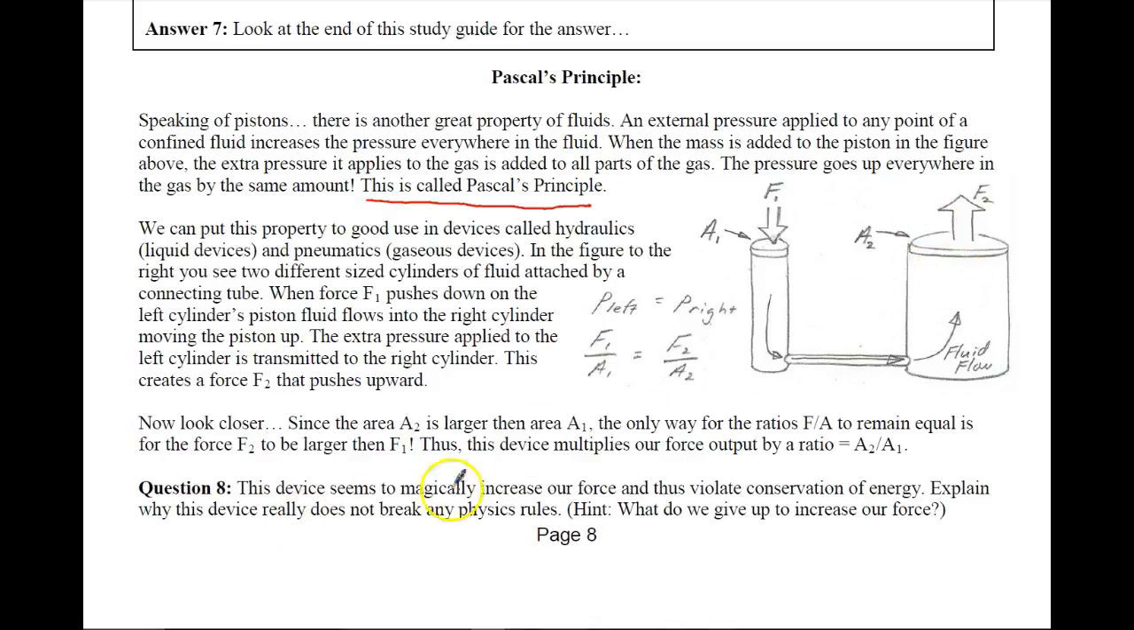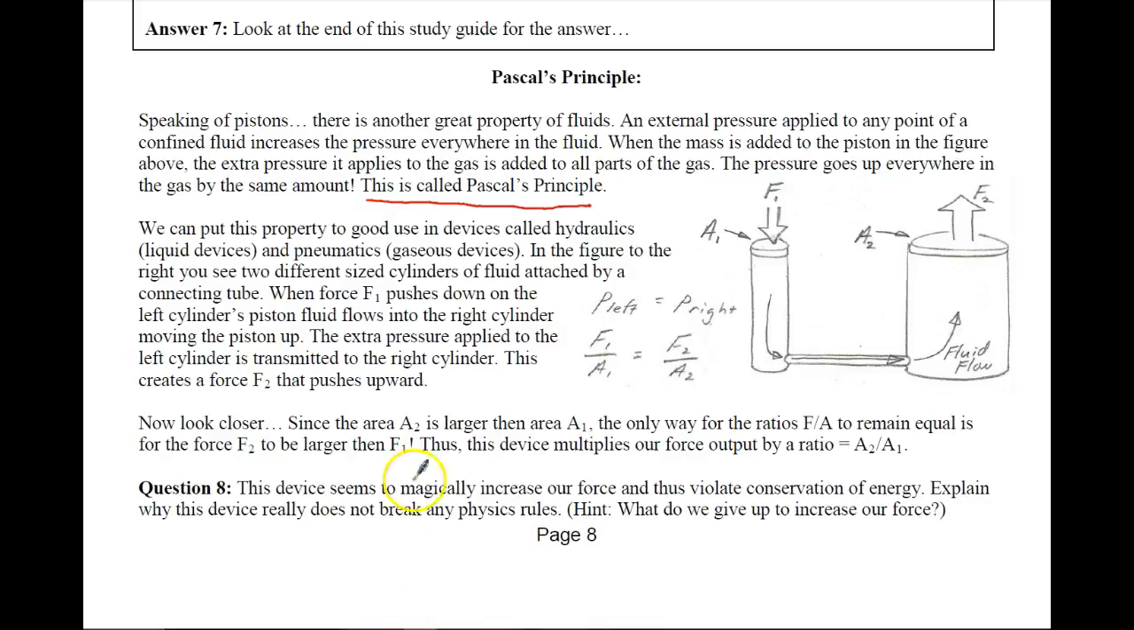So the device magically seems to increase our force, and it would seem to violate the conservation of energy, which would be really bad. Explain why this device really doesn't break any physics rules. While hydraulics and pneumatics are great devices that increase the force output, the work output of the device is no greater than the work in.